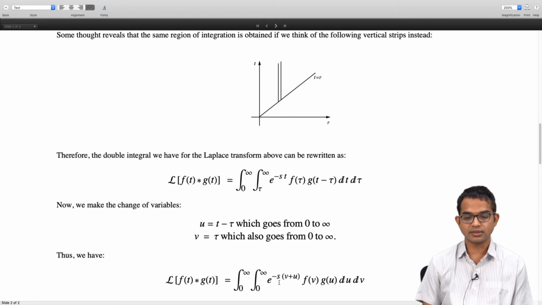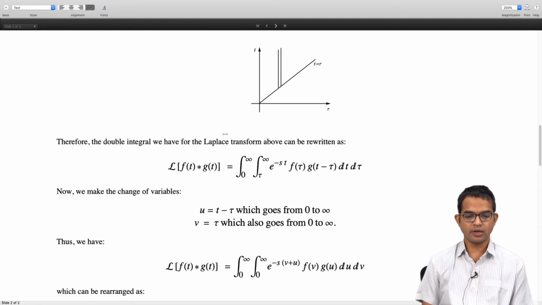So I have e to the minus s times v plus u, and in place of f of tau, I have f of v, and in place of g of t minus tau, I have g of u, right? So you can work out the Jacobian, and that's going to be just unity. So you just get du and dv. In place of dt, d tau will go to du dv. So we have converted one double integral to another double integral involving some different variables.